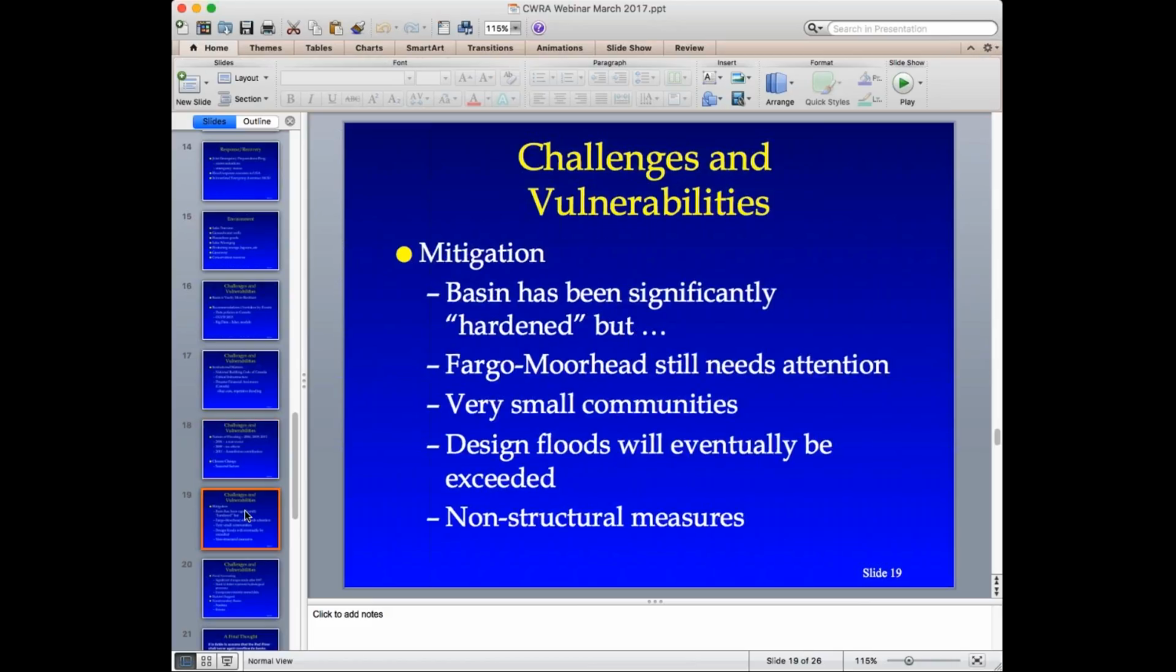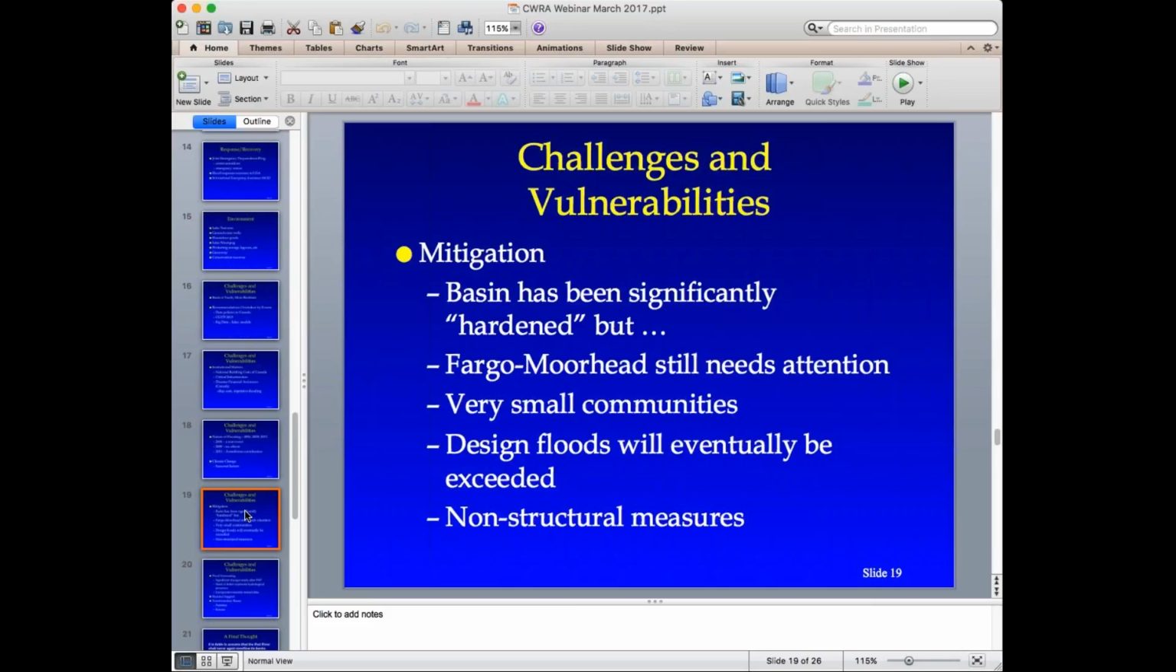Another challenge remains the whole question of mitigation, and the basin is very flood-proof. There's no question about that. But Fargo-Moorhead still needs some attention, and there are also some very small communities that simply can't afford to implement the floodplain management measures that are needed, even if you consider just a 1 in 100 flood. And so some flood protection is unaffordable.